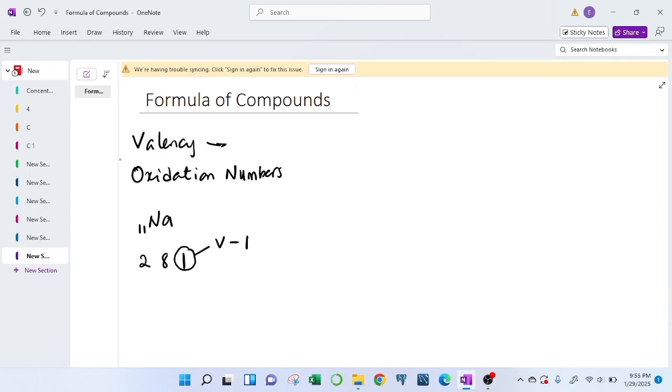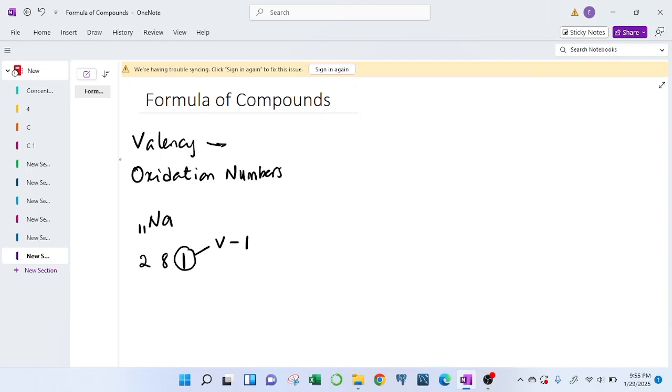Now, what is oxidation number? Oxidation number is the number of electrons that an element will lose or gain when involved in a bond. Mostly ionic bond anyways. So, going back to sodium. When it is involved in a bond, what does it do? Well, it's a metal, and metals most times lose electrons.